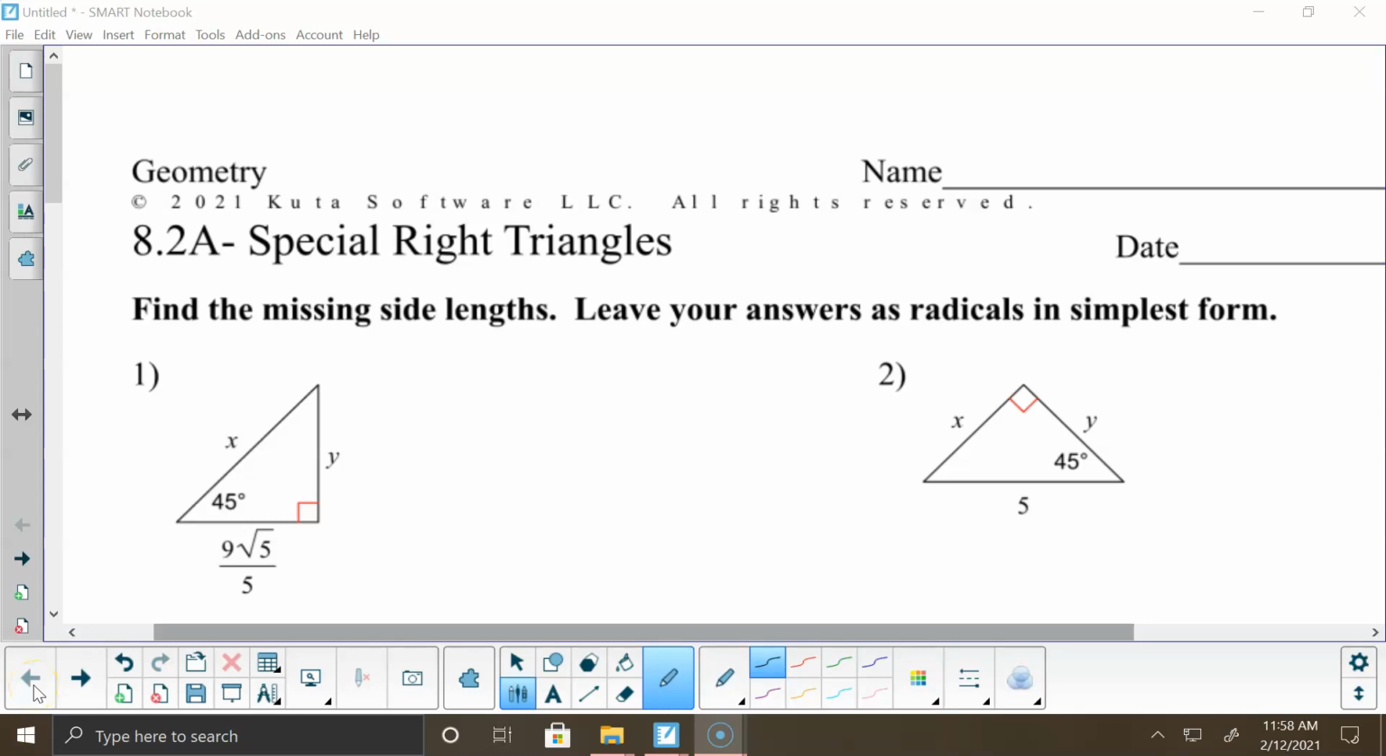To do a couple problems with you guys first. All right. So here's the big thing with 45, 45, 90 triangles and 30, 60, 90 triangles. They are proportional in relationship to each other. So if you know one side, you can find all the missing sides without doing a mass amount of calculation.